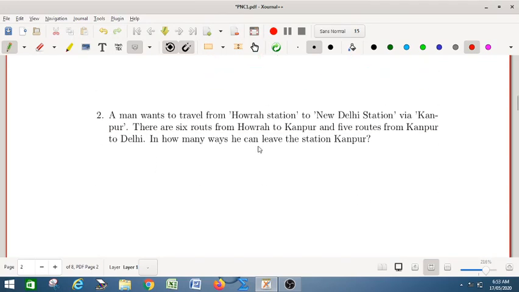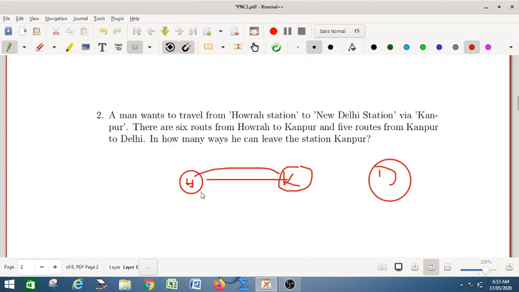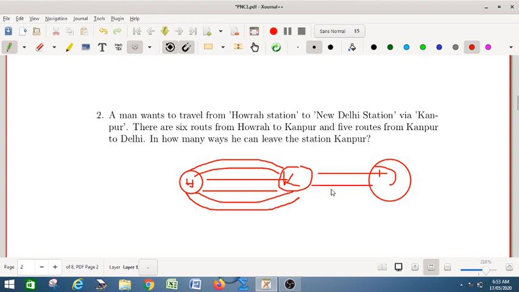Now look at the next question in a different way. Suppose you are at Howrah station. This is Kanpur and this is Delhi, New Delhi. Now the thing is that you have 6 routes here, and here you have 5 routes from Kanpur to Delhi.